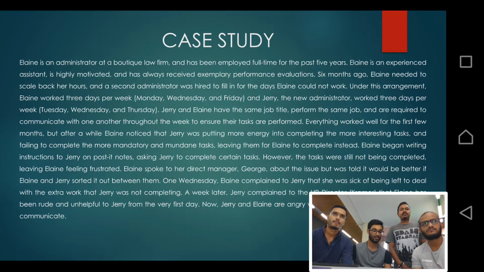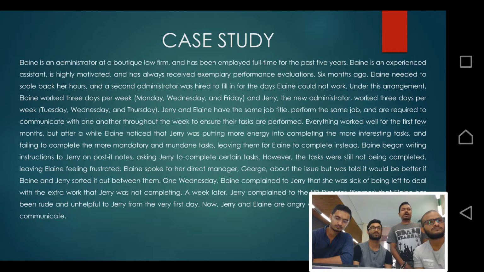Jerry and Elaine have the same job title, perform the same job, and are required to communicate with one another throughout the week to ensure their tasks are performed. Everything worked well for the first few months, but after a while, Elaine noticed that Jerry was putting more energy into completing the more interesting tasks and failing to complete the more mandatory and mundane tasks, leaving them for Elaine to complete instead. Elaine began writing instructions to Jerry on post-it notes asking Jerry to complete certain tasks. However, the tasks were still not being completed, leaving Elaine feeling frustrated.